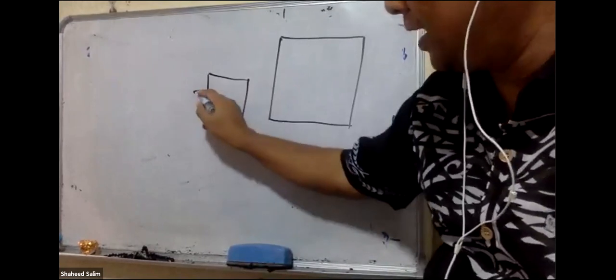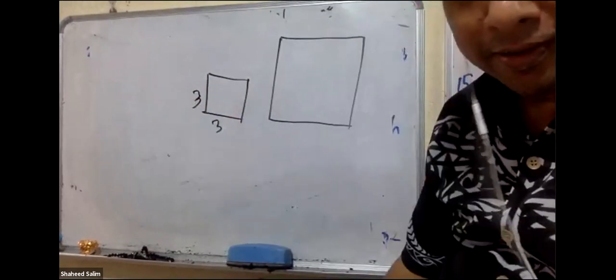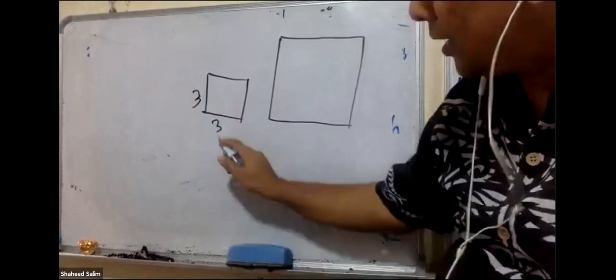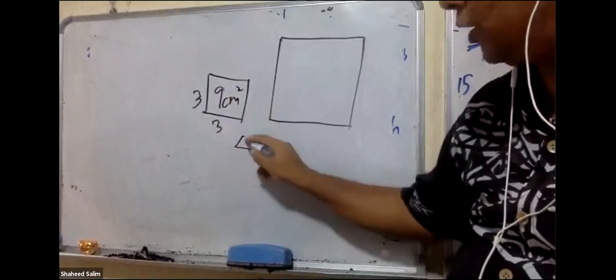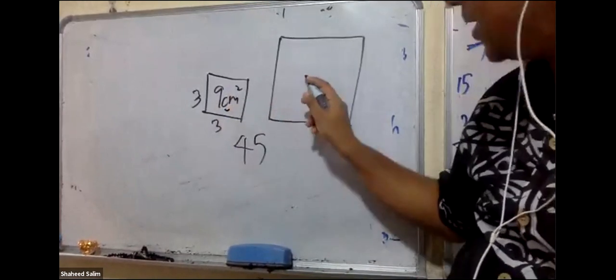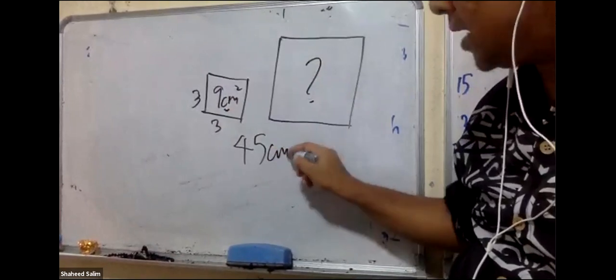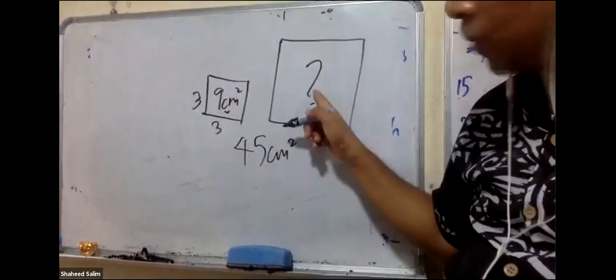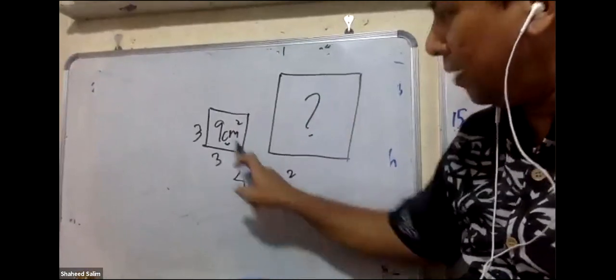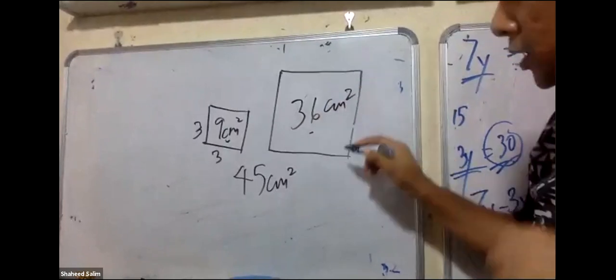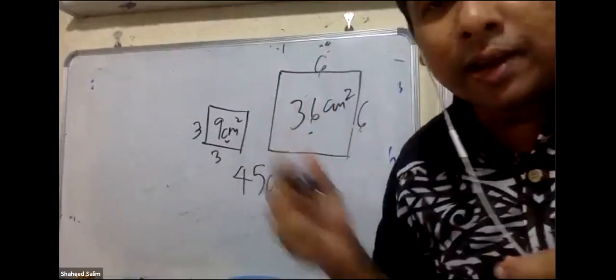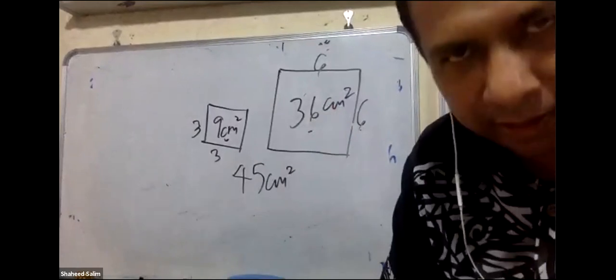Zahira, what is the length of the small square? 3. So what is the area of the small square? 9. 3 times 3 is 9 square cm. The total, they say, is 45. When you take this area plus this area, it is 45 square cm. So how to find this one? Very simple. Take 45 minus 9 and you get 36. So what times what equals 36? Anyone? 6. 6 times 6. So now the length of the bigger square is 6.